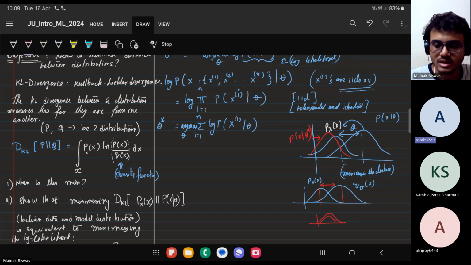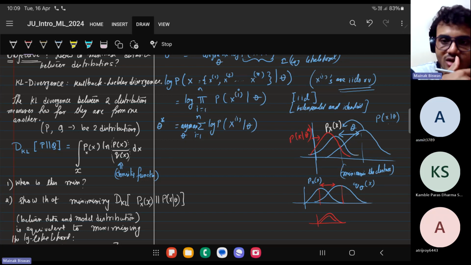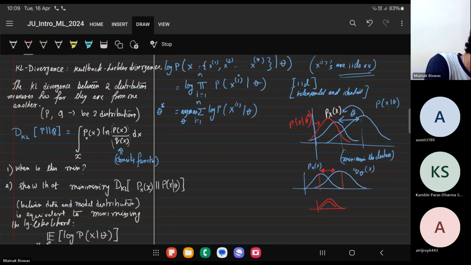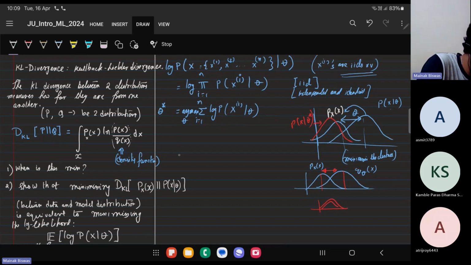We are making the overlap by moving only the right graph, not the P of x. P of x is already given to us. We can only move Q theta of x, such that they become similar to one another. Wherever P of x is high, you must have Q of x high. Wherever P of x is low, you must have Q of x low. So we do this by using a divergence metric, or distance between two distributions. This will be very useful later on.